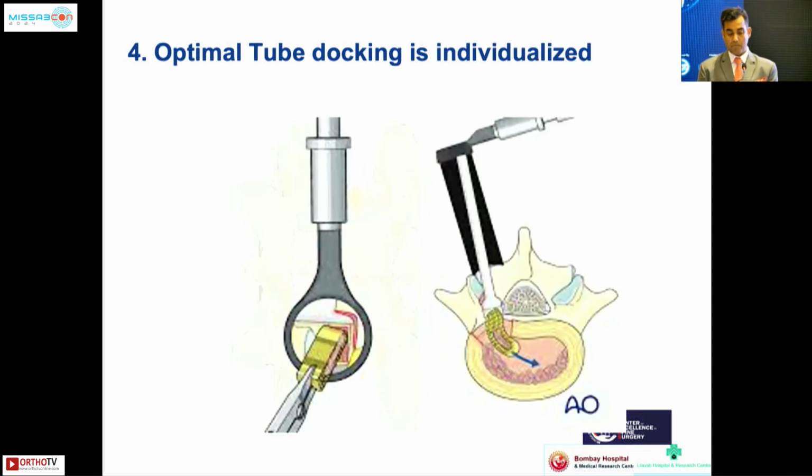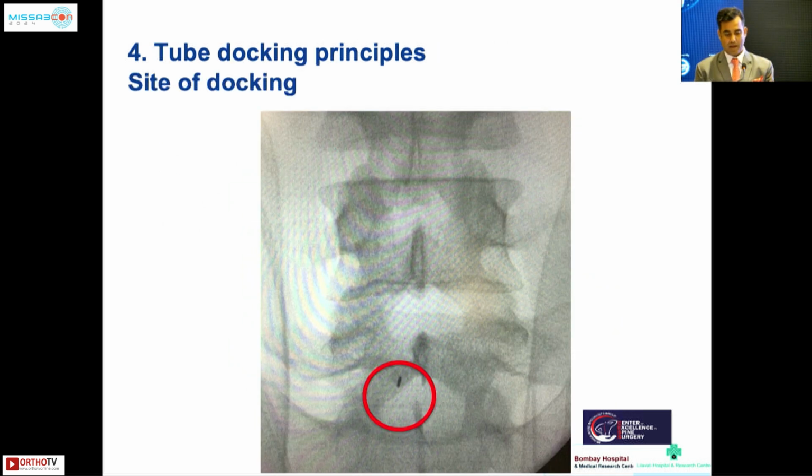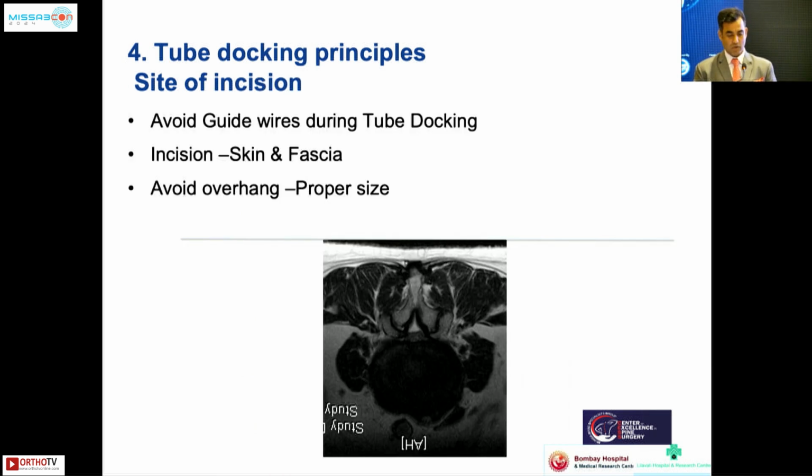So what is the optimal tube docking? Just dock it over the pathological offending agent. And for that you need to know the pathological offending agent. For a decompression, the spinolaminar junction is the one, whereas for a TLIF it's the facet, and for a far lateral disc it goes further out to the TP pars junction.